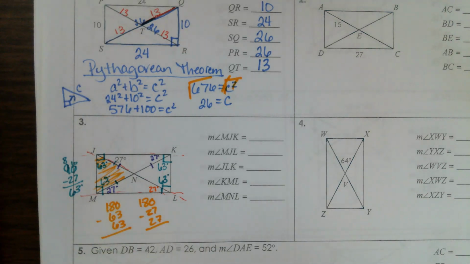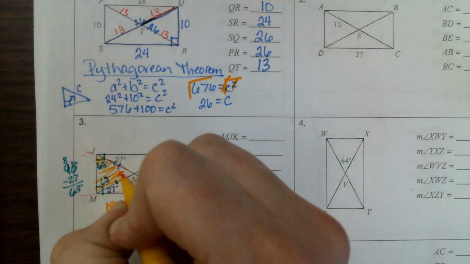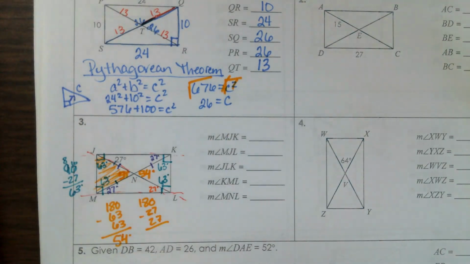180 minus 63 minus 63. I plugged it in wrong. 180 minus 63 minus 63. And I get 54 degrees. So that means this one is 54. And then by vertical angles have not left us. Those are also 54 degrees.